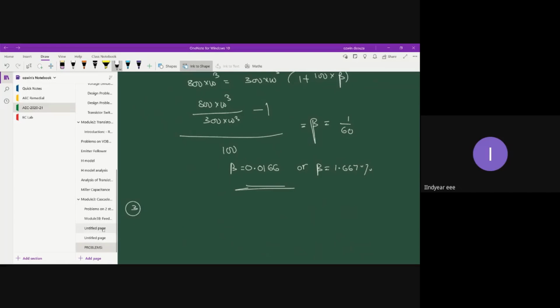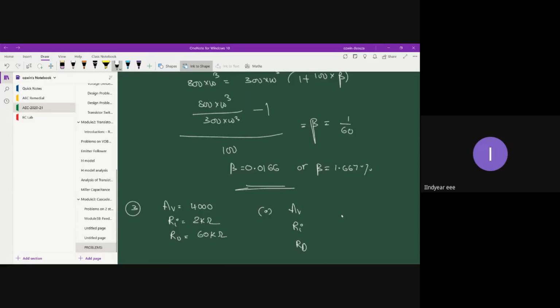Third problem. An amplifier has a voltage gain of 4000. Its input impedance is 2 kilo ohm and output impedance is 60 kilo ohm. Okay. Calculate voltage gain, input impedance, output impedance.